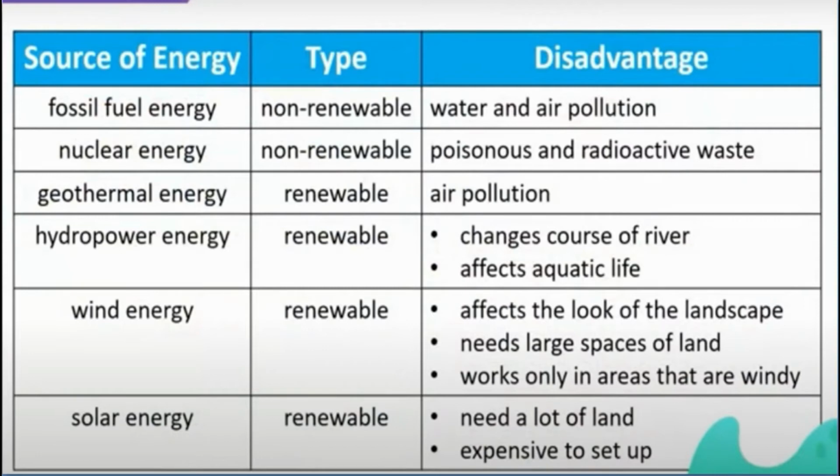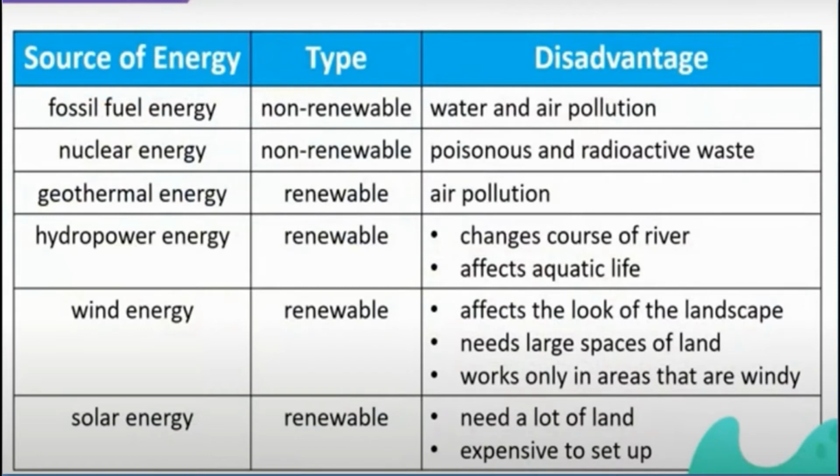Then comes hydropower energy. Hydropower energy we get from water. It is renewable. We can use it again and again. And the disadvantage of this type of energy is that it changes the course of rivers and it affects aquatic life. Aquatic means the life that is living in water.